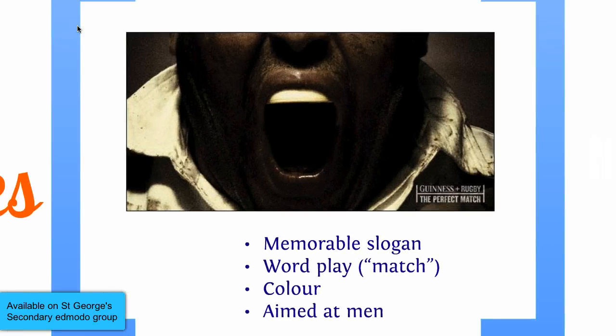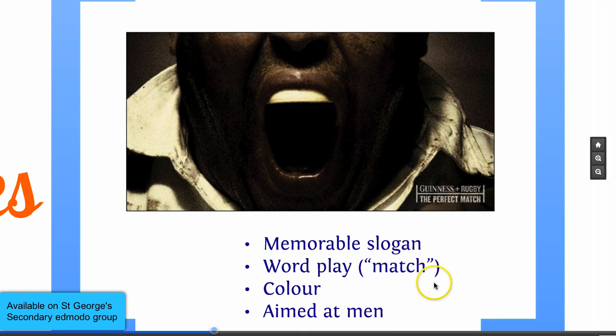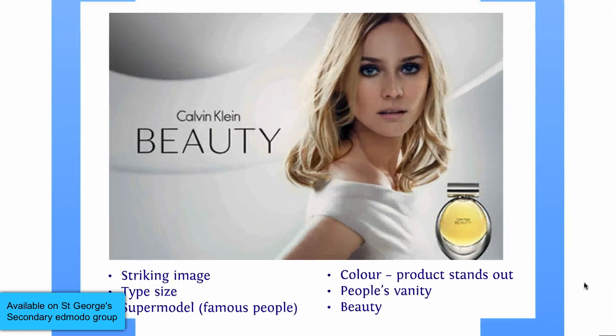For a few examples here, an advert for Guinness, you've got a memorable slogan with Guinness and rugby, the perfect match. You've got wordplay on the word match. You've got the colour, which is the colour of Guinness, and it is aimed at men. You've got there a Calvin Klein advert for perfume. You've got quite a striking image. You've got a supermodel who's a famous person. The type size, the word beauty, is absolutely massive. The colour of the perfume kind of stands out with the model's hair. It appeals to people's vanity and beauty.